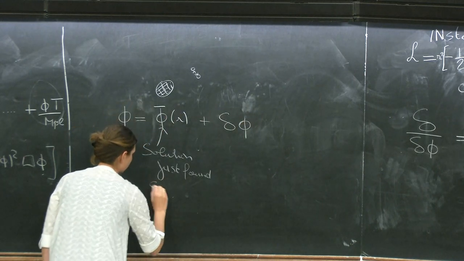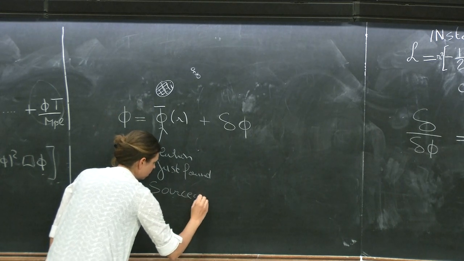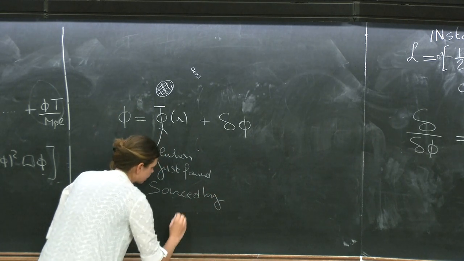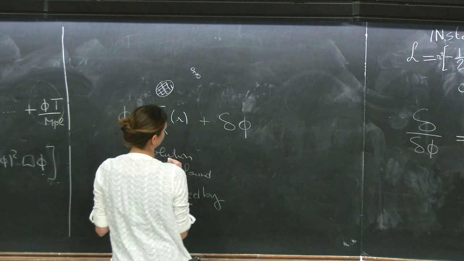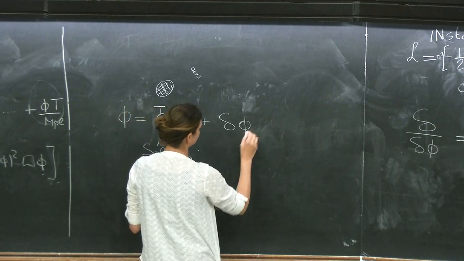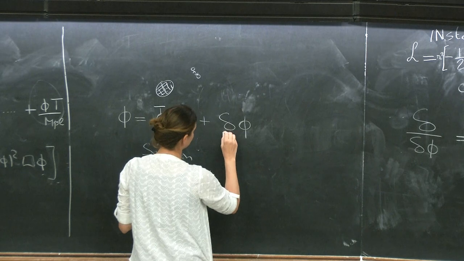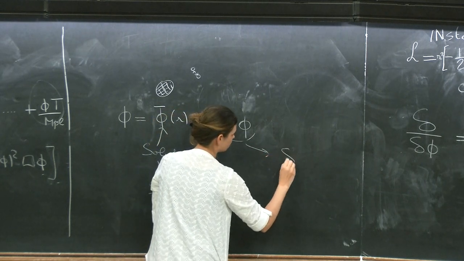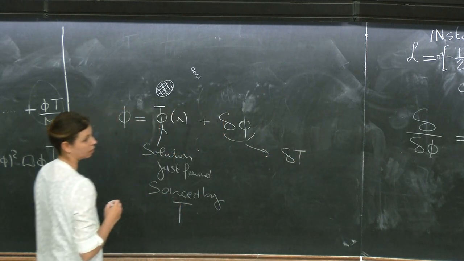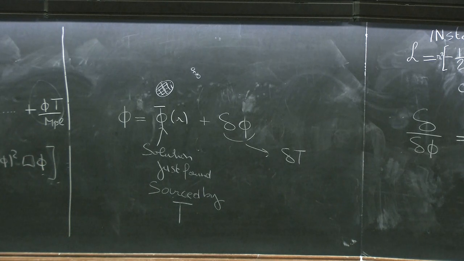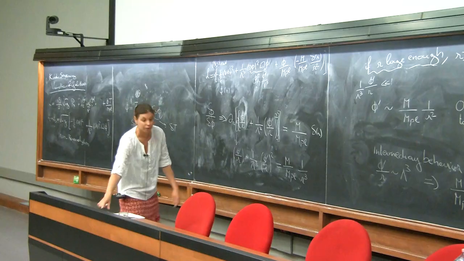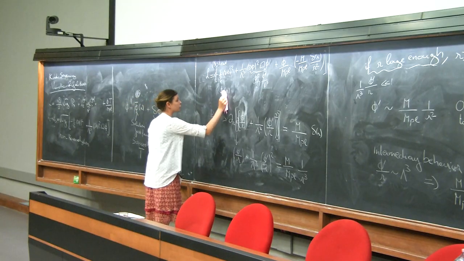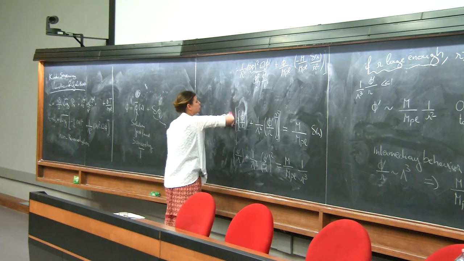So this is sourced by a large mass, a large trace of a stress energy density. And then once we solve for that, we know exactly the solution of that, we want to look at corrections or small fluctuations on top of that, small perturbations on top of that, that are sourced by a small test contribution, a small test source. So that's the situation we want to explore. And so we can do perturbations on top of our solutions.